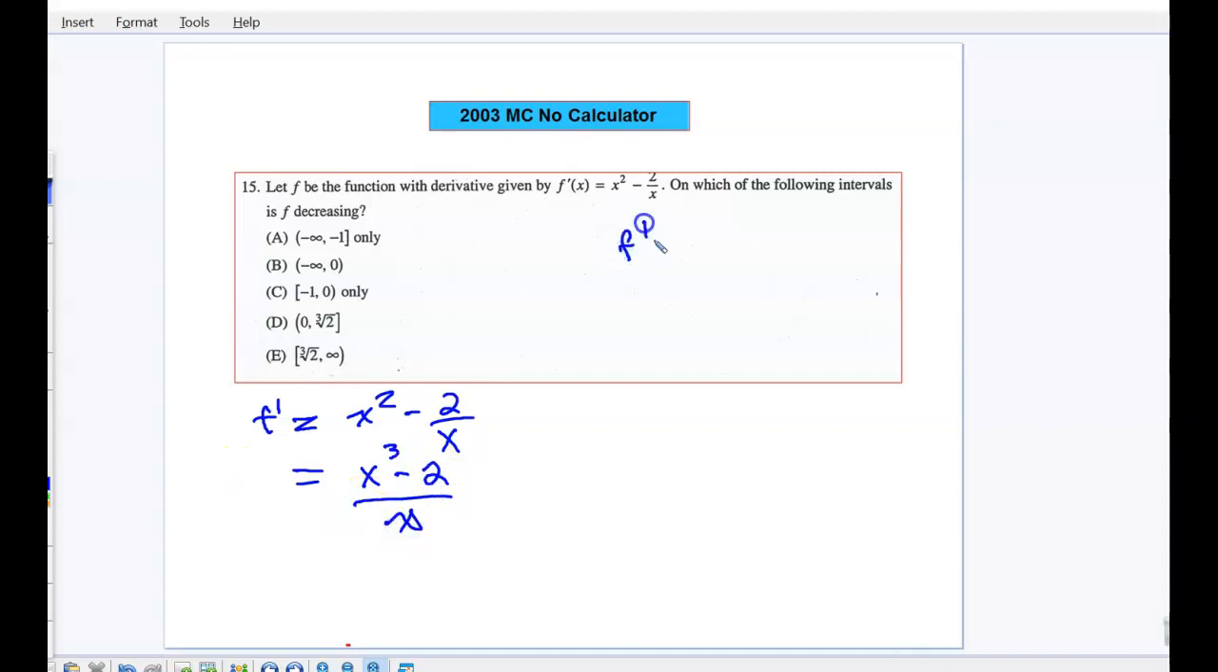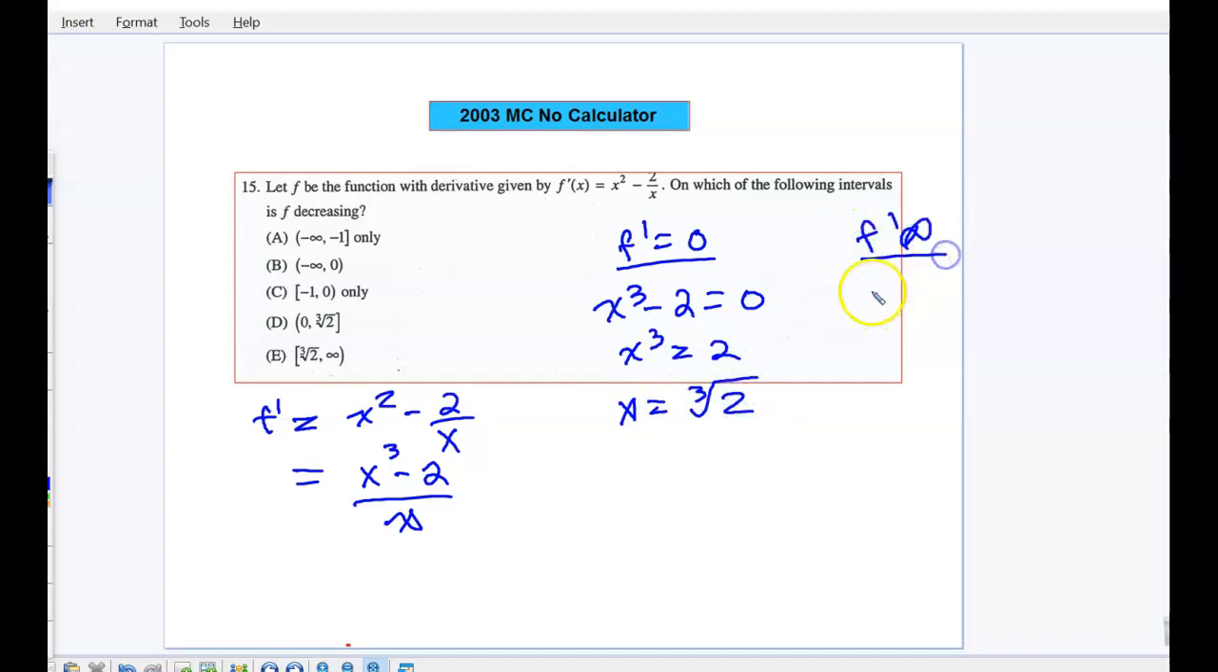Now, to figure out the critical numbers, I have to set the derivative to 0. So I'm going to equate the numerator to 0. And if I cube root both sides, it would be the cube root of 2. And the derivative is undefined whenever the denominator is 0, which is going to be 0.